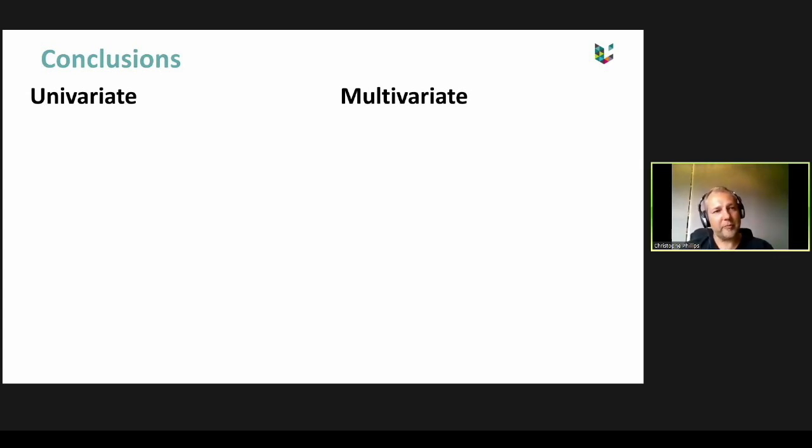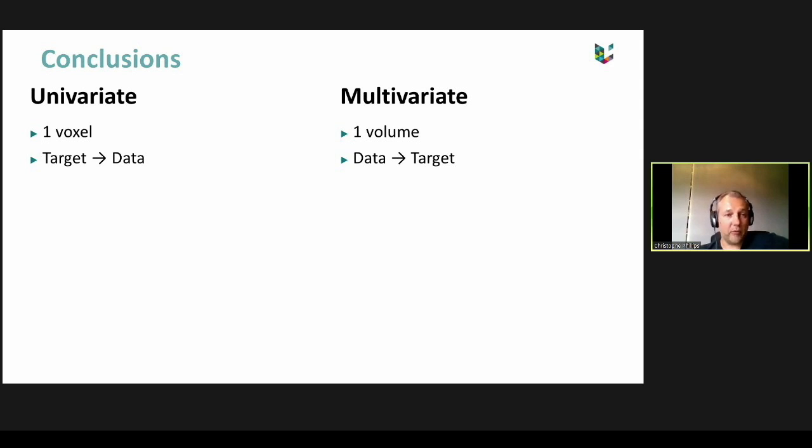If I draw a bridge between the univariate and multivariate approaches that I've shown you, whenever we speak of a voxel, the data element that we have in univariate is a voxel. Here we speak of a volume. The whole image is our sample of interest. In univariate, as I said, we specify the model. We know the GLM, for example, and we see how it fits the data. Here we try to infer the target from the data, so it's working the other way around.